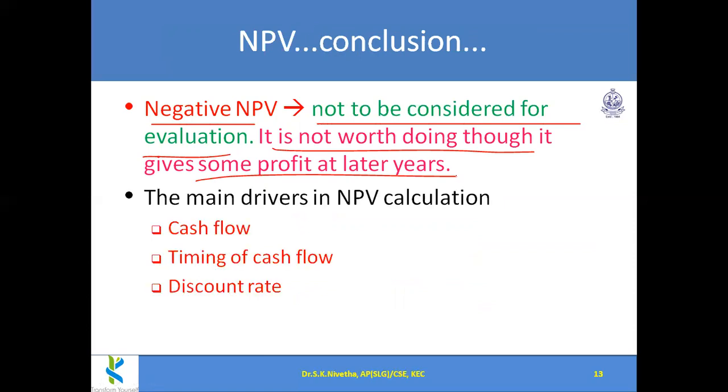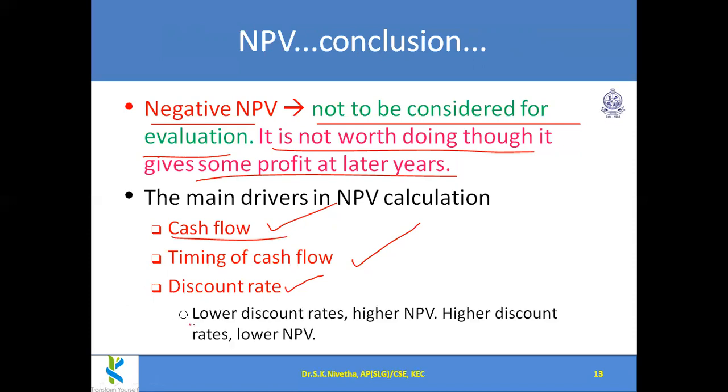So the main driver in the NPV calculation is the cash flow. This has to be correctly predicted, along with the timing of the cash flow, and we have to fix the correct discount rate. But normally, fixing a correct discount rate, like for this project X, I have fixed the discount rate at 15%. If I fix the discount rate at 8%, that may not go into the negative range. But sometimes we have to check with a high discount rate also. Okay, in that case, if it is not giving a positive value, then we have to reject the project.